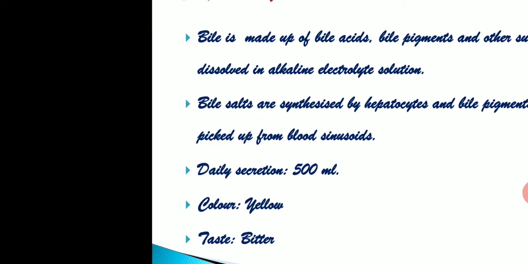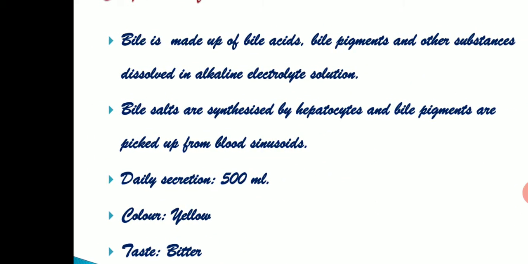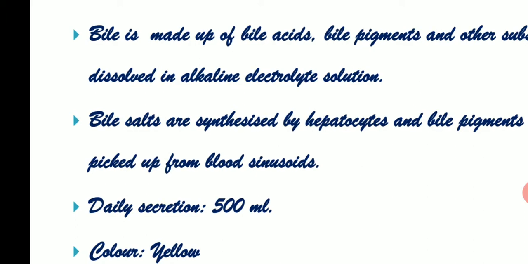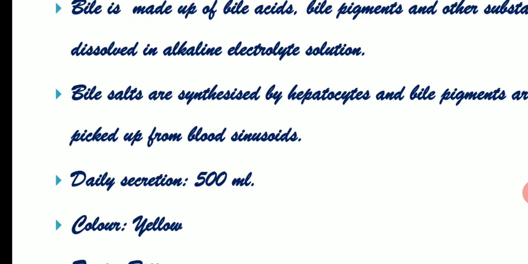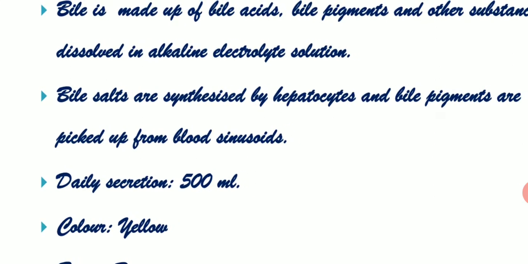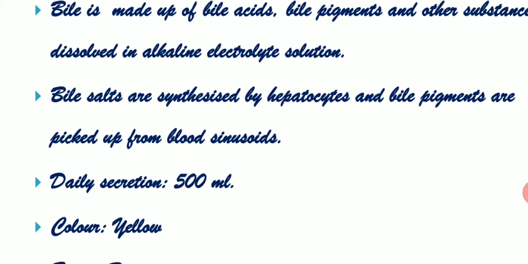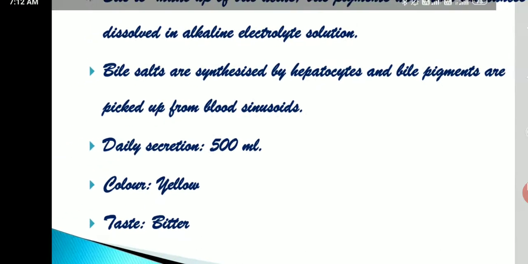Now, what is the composition of bile? Bile is made up of bile acids, the bile pigments, and other substances that are dissolved in an alkaline electrolytic solution. Bile salts are synthesized by hepatocytes, and the bile pigments are picked up from the blood sinusoids. Daily secretion is 500 milliliters, the color is yellow, and the taste is bitter.